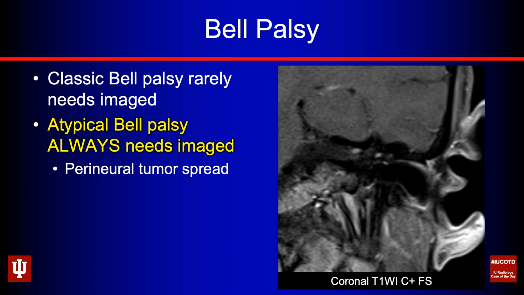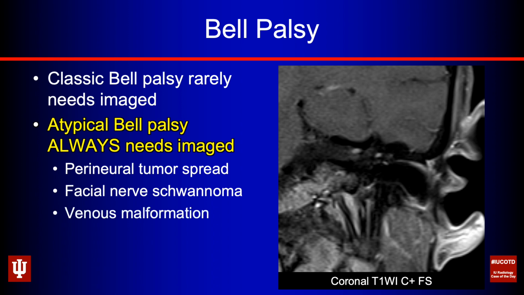you have atypical presentation of Bell's palsy, that always needs to get imaged because what you have to make sure that they don't have is perineural tumor spread. Other things that potentially could cause it would be a facial nerve schwannoma or a venous malformation or even Ramsay-Hunt syndrome. And there's been some publications suggesting that 3D FLAIR imaging may be quite helpful in that regard.